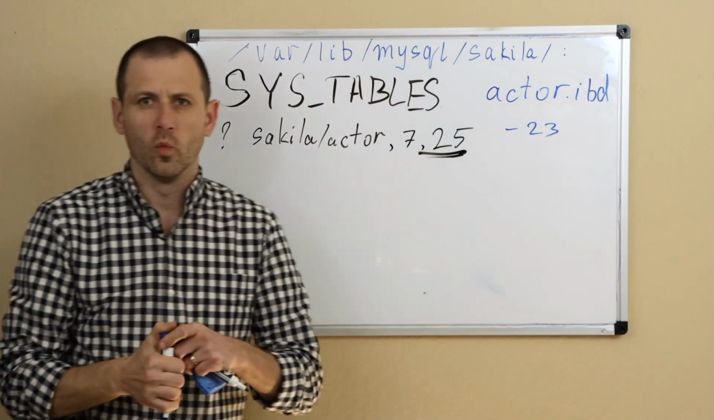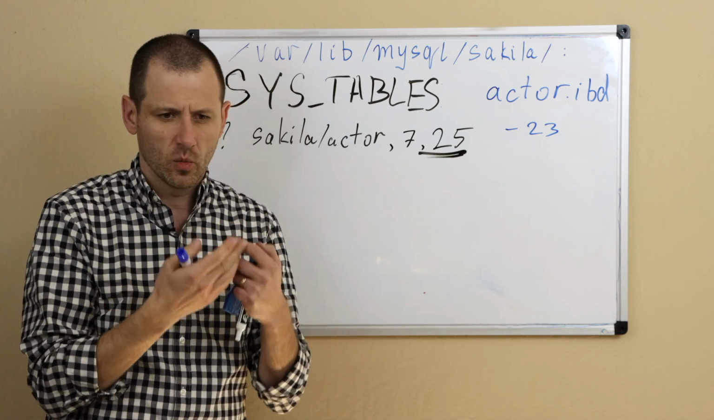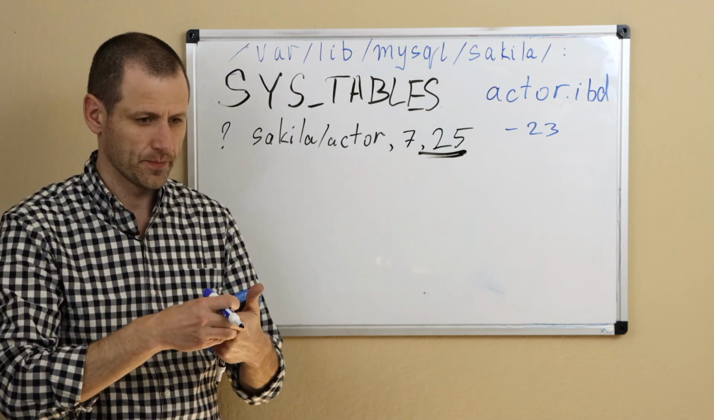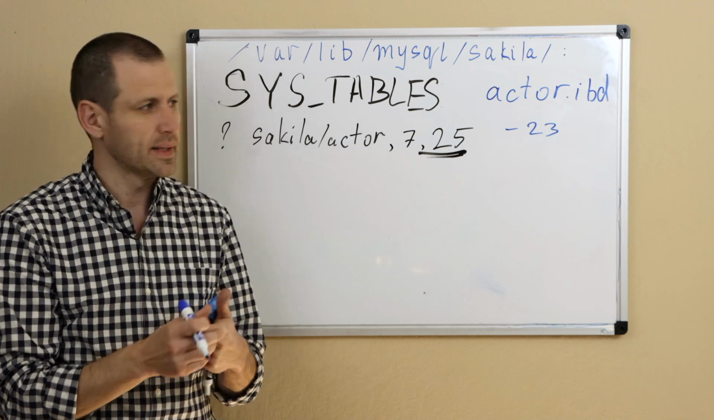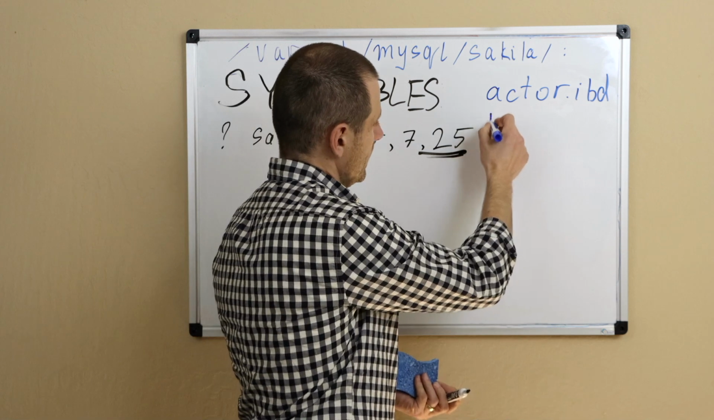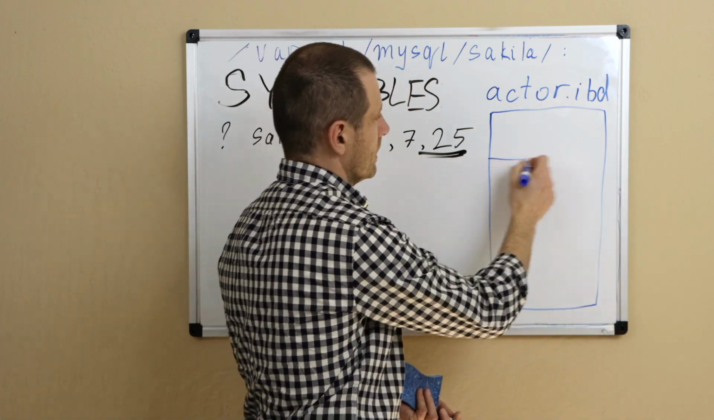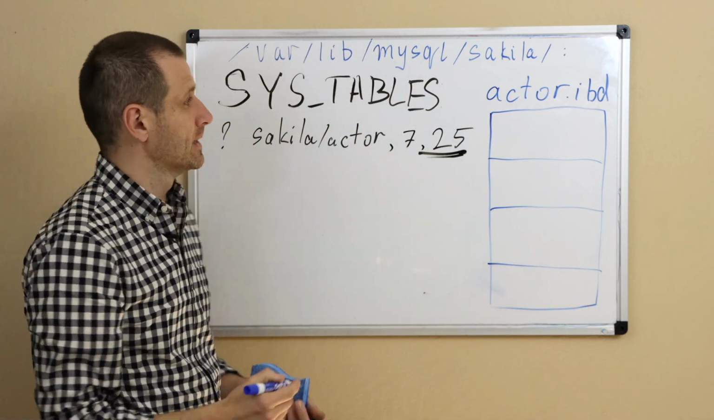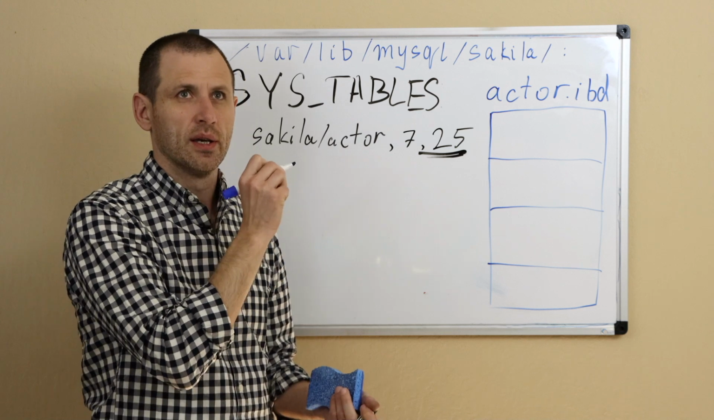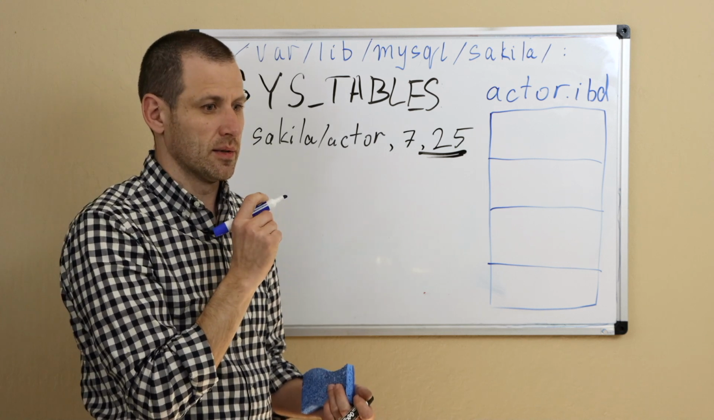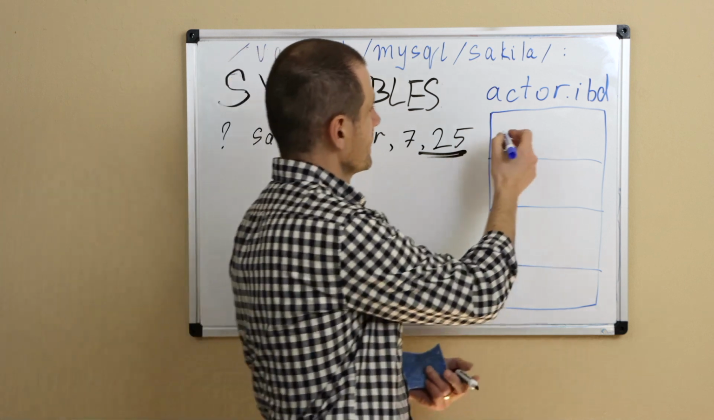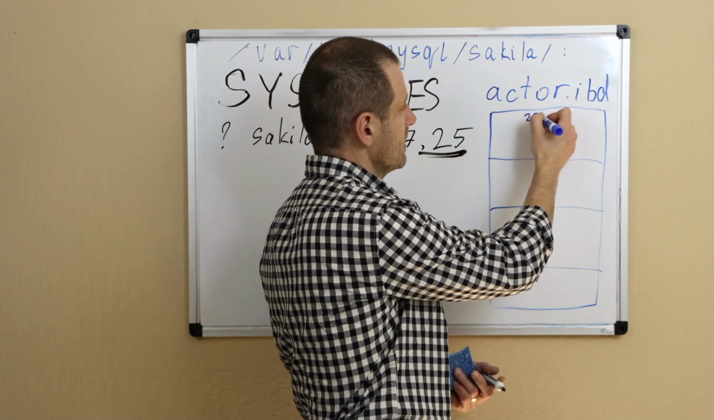So what's going on? What is 23, and where does this 23 come from? The matter is, the IBD file consists of a number of pages, right? And each page inside InnoDB, each page inside the tablespace contains information about the space it belongs to. For example, somewhere in the header it has this 23.